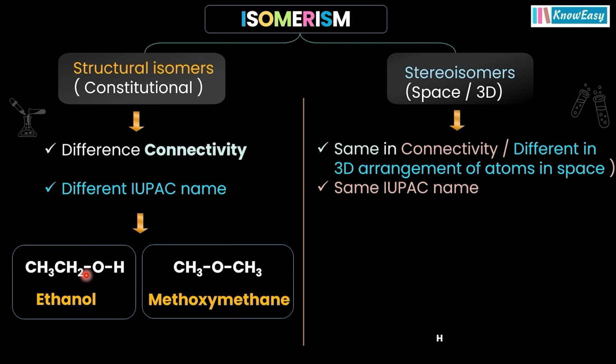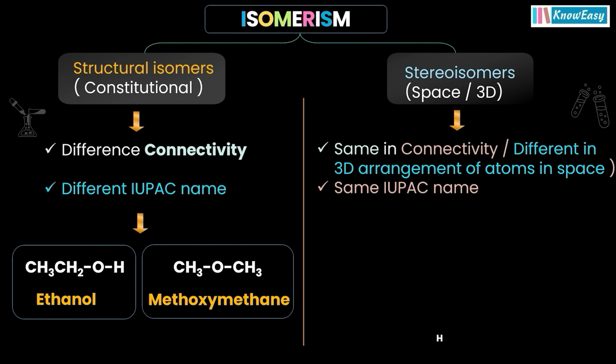Suppose in the ethanol, you can see oxygen is connected to the hydrogen and on the other side it is connected to the carbon. So there is carbon oxygen hydrogen linkage. Whereas in the dimethyl ether or methoxymethane, you can see oxygen is connected to the carbon on the one side and on the other side it is also connected to the carbon. Here COC linkage is there. So you can see there is clear difference in the connectivity between the atoms. So they have different IUPAC name. So ethanol and methoxymethane are called as the structural isomers.